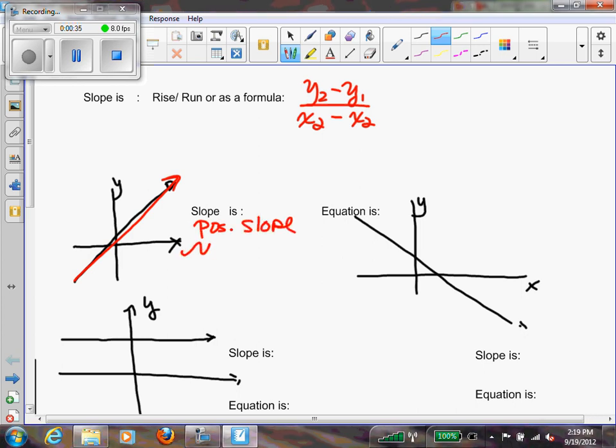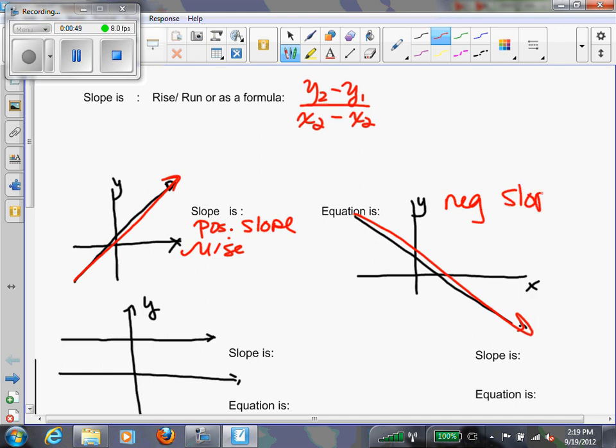So this is a rise. As we read from left to right, you'll notice again, from left to right, we're going down. And so is this a positive or a negative slope? Negative. So the book calls this a run. Because you're running down the hill.